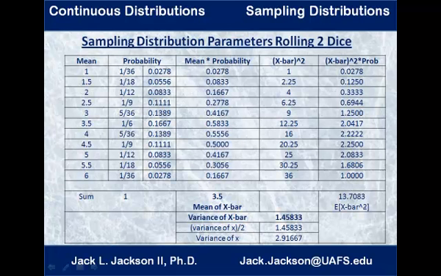13.7083. That's the expected value of x bar squared. To find the variance, then, we take that number, the expected value of x bar squared, minus the mean of the x bars squared. So in other words, we take this 13.7083 minus the 3.5 squared, and we get 1.4583.